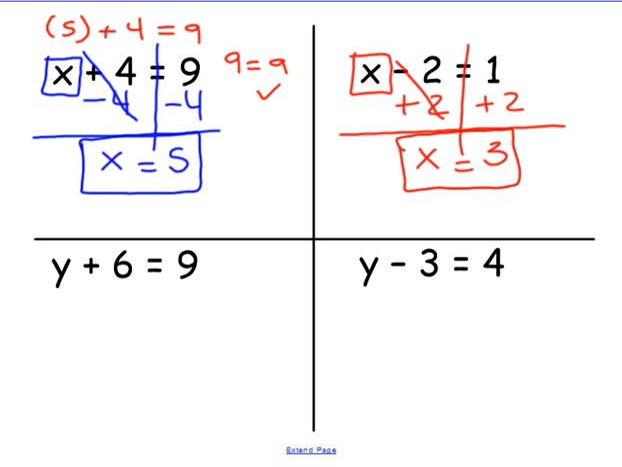And then I want you to go back and check. 3 minus 2 equals 1. Well, 3 minus 2 is 1, so 1 equals 1. You're good to go.